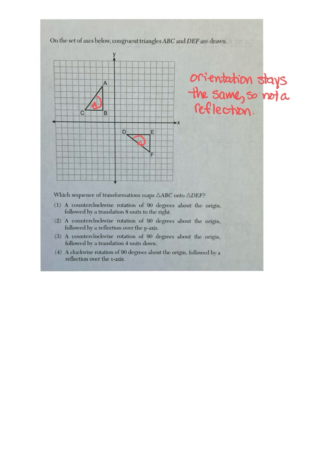So in this case then, it could not be choice 2 and it could not be choice 4, because if the orientation stays the same, you can't have 1 line reflection. Okay, all right, so we're down to choice 1 or we're down to choice 3. Okay, so let's see. I want to start with looking at the fact that we're starting with triangle ABC. So we're starting with this one and we're going to that one. So let's look at what choice 1 says. It says a counterclockwise rotation of 90 degrees about the origin.